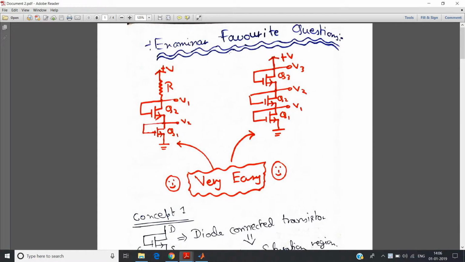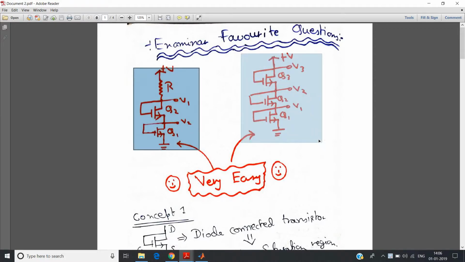In this video, I am going to discuss one very important type of numerical, which is basically examiner favorite questions related to MOSFET, and the concept is on the topic which I already discussed in my previous video, that is diode connected transistor of MOSFET. Okay, that is MOSFET as diode connection. So often you can face this type of circuits in the examination.